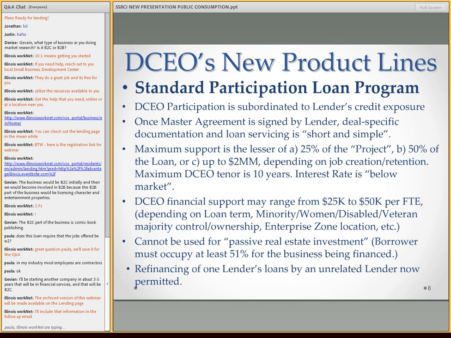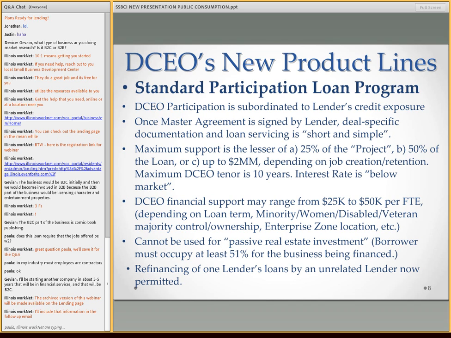However, one of the big changes is that refinancing of one lender's loans by another bank is permitted. So if you're stuck with a bank that refuses to lend you any more money, or they don't want to refinance your loan, we can go to another bank. That other bank can refinance that loan with our help. And again, we can go up to 25% of the project or 50% of the loan, whichever is less, up to $2 million. So you can see how that might help you get away from a bank that isn't being cooperative to a bank that is willing to work with you. Next slide, please.